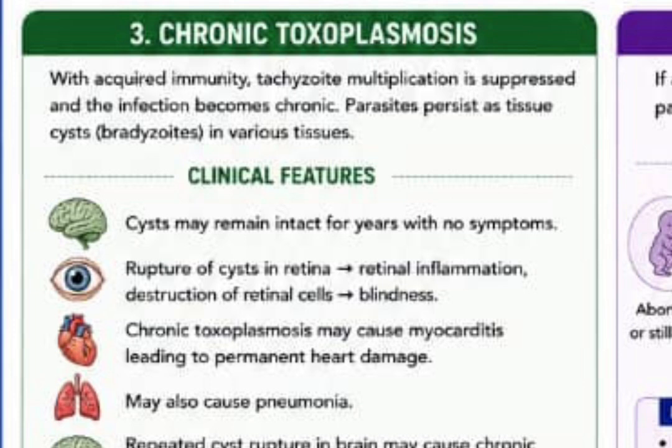there. So when it forms a tissue cyst, if the cyst ruptures in the retina, it can cause retinal inflammation, destroying the retina, causing blindness. If it enters into the heart, it can cause myocarditis, preventing what? The myocardium to receive what? Calcium, to cause contraction. It could cause pneumonia. It could cause chronic encephalitis with paralysis.